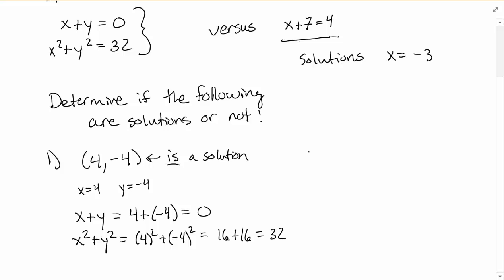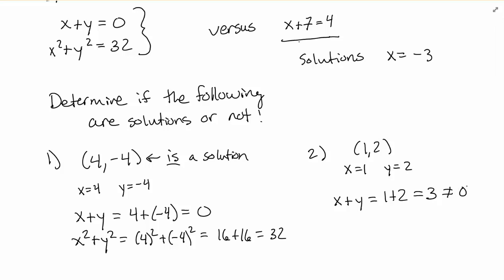Second one, let's check out. How about 1, 2? So that means x is equal to 1 and y is equal to 2. If I plug it into the first equation, x plus y, I get 1 plus 2. That's 3. Well, that's not what I wanted. I wanted 0. So it does not satisfy the first equation, so it is not a solution to the system. I don't even have to check the second one because the solution has to satisfy all of them. If you don't satisfy one of them, you are not a solution. So that's the idea behind systems.